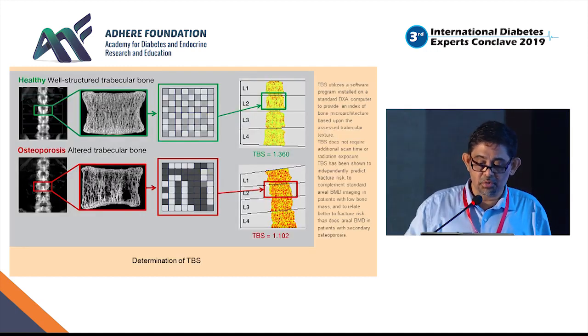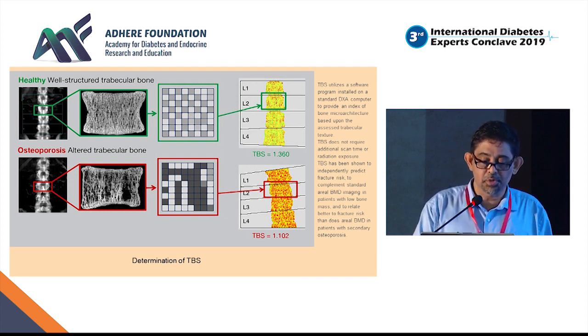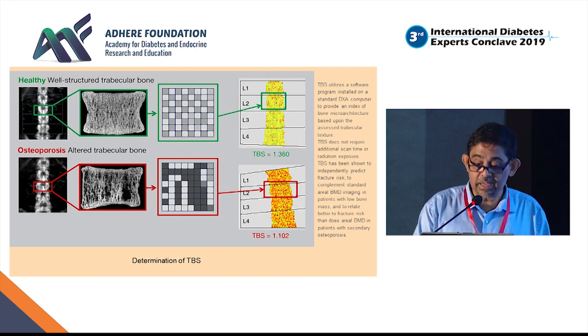Now, a trabecular bone score basically tells you about the architecture of the bone. So, two people having the same DEXA T-score can actually have a different trabecular architecture, and this TBS can actually predict fractures. This patient obviously will have a much lower risk for fractures than this patient, although both these patients' BMD will look the same on a DEXA scan.